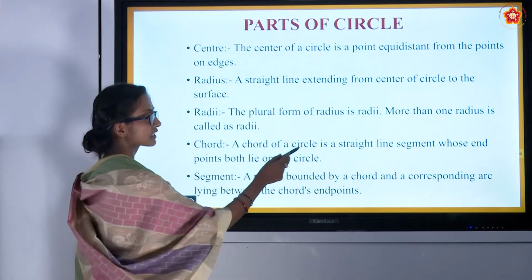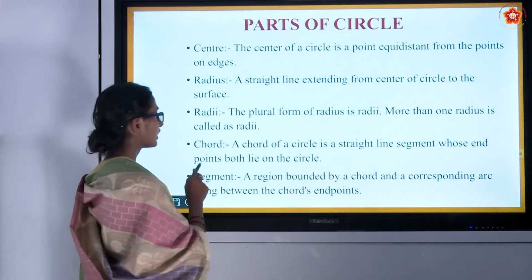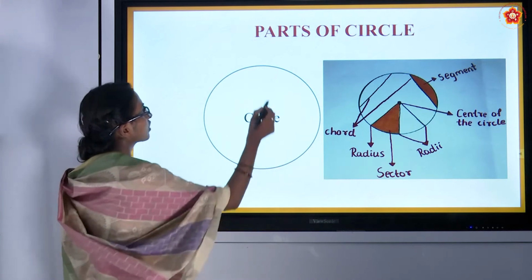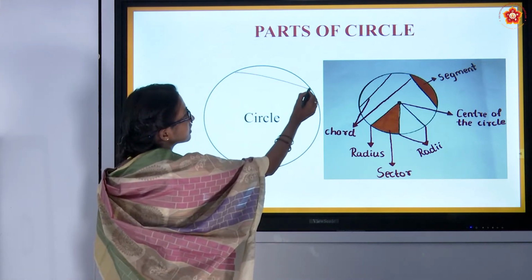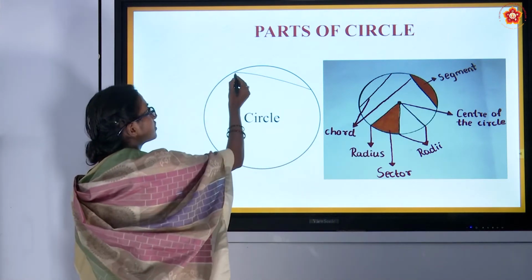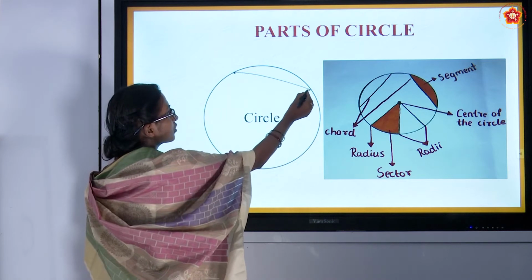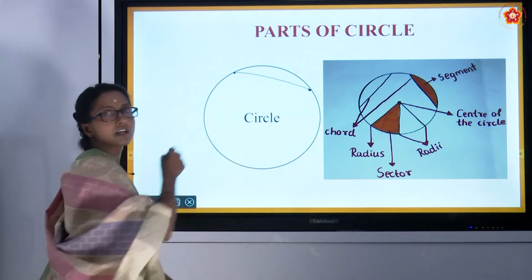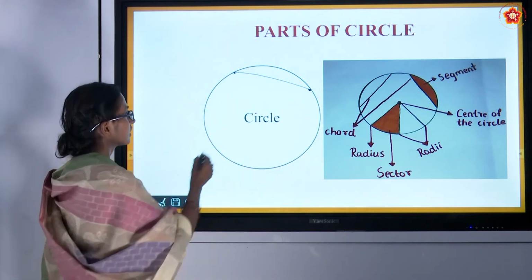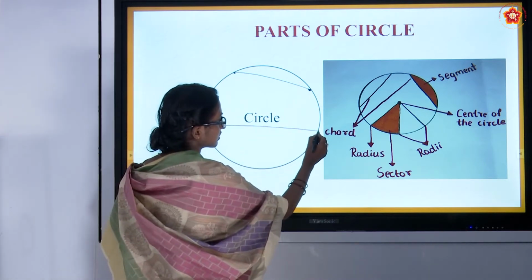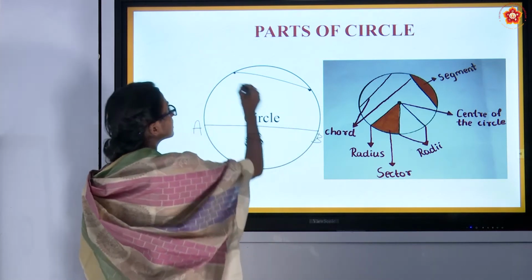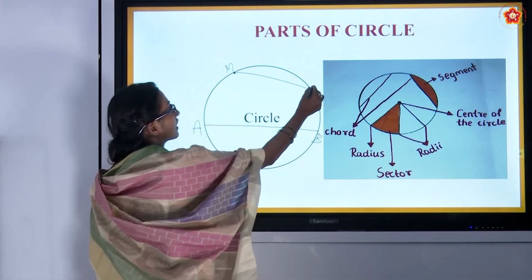Chord. A chord of a circle is a straight line segment whose end points both lie on the circle. See, chord means, here they have shown a chord. So the line whose both endpoints lie on the circle. Even this can be a chord. Let's name it as A, B, M, N.